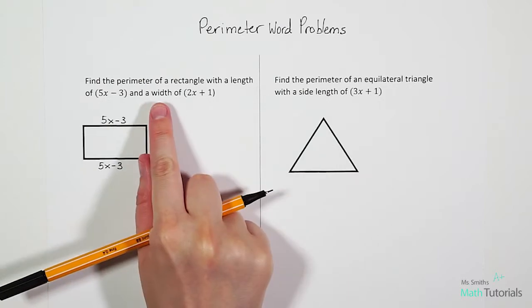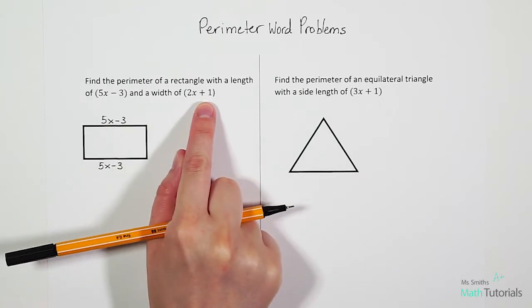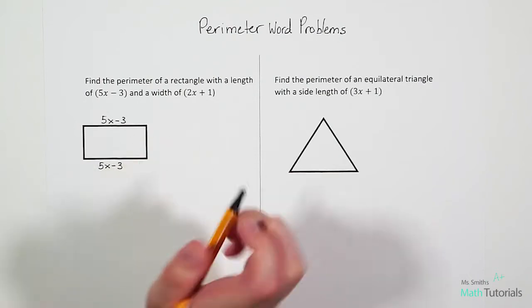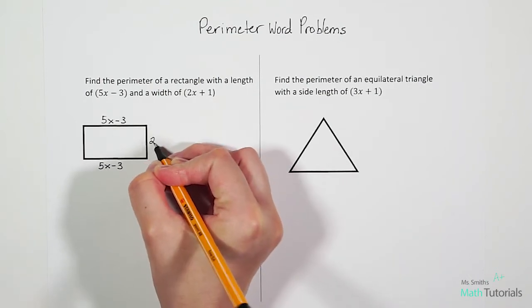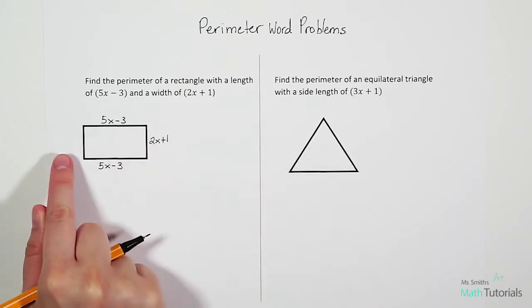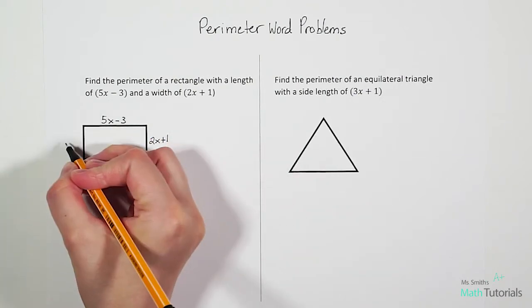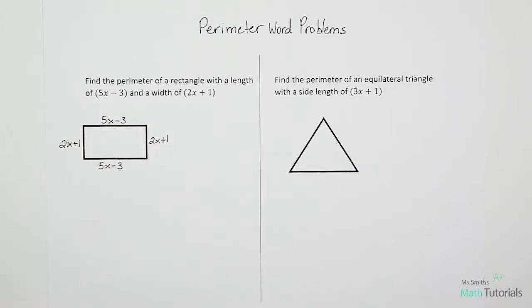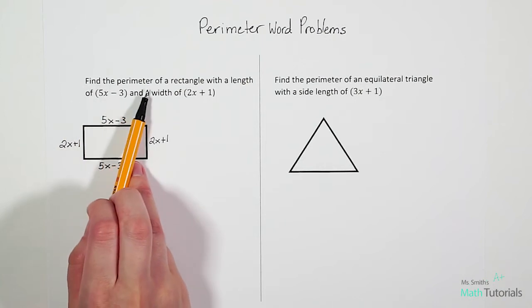And then they tell us the width is 2x plus 1. So that would be our smaller side length over here. So our width is 2x plus 1. And if this side is 2x plus 1, then so is this side, because we know opposite sides of a rectangle are equal to each other. So now they want us to find the perimeter.